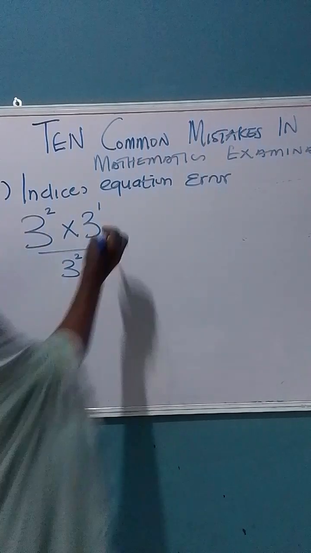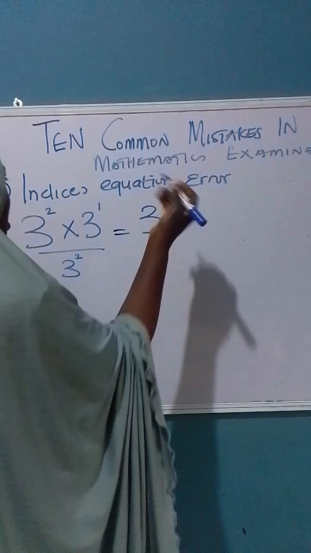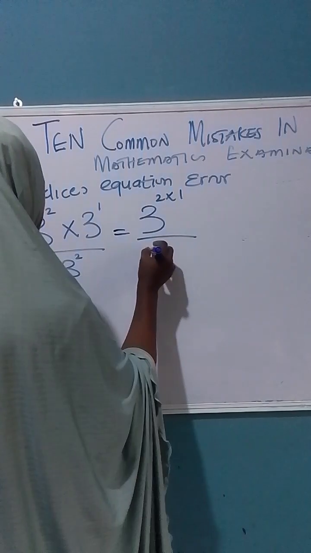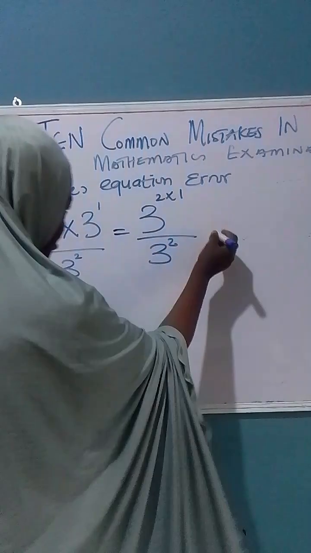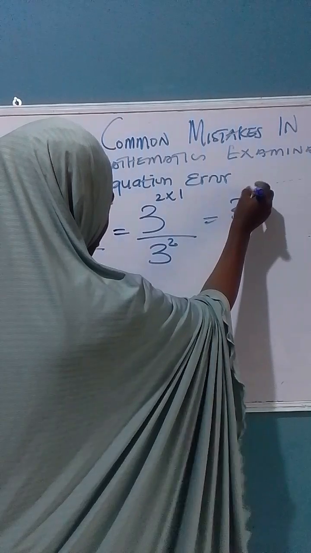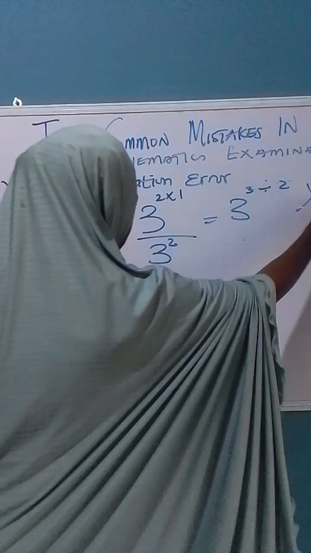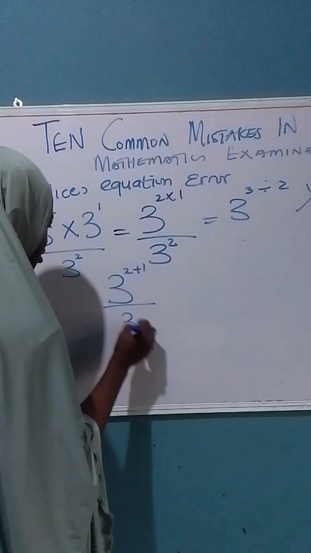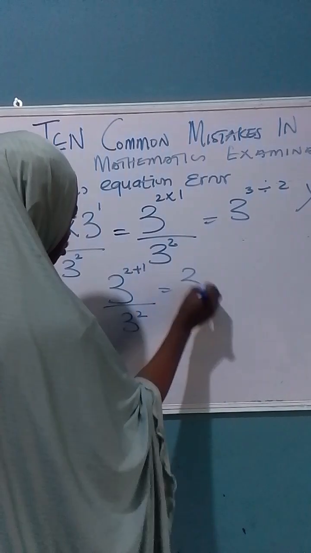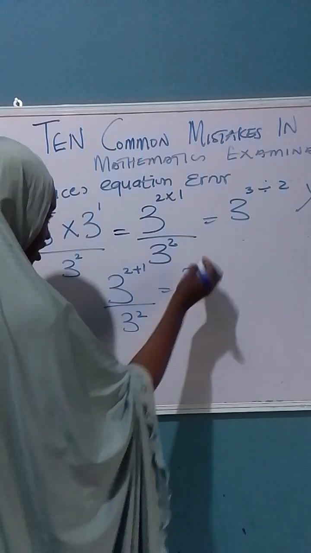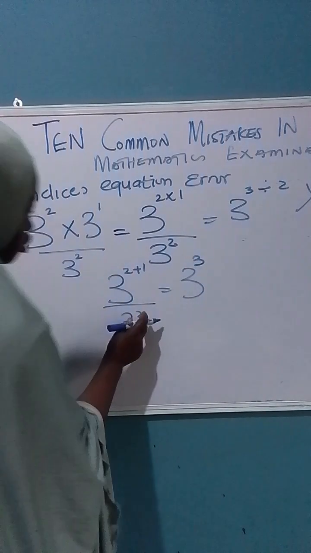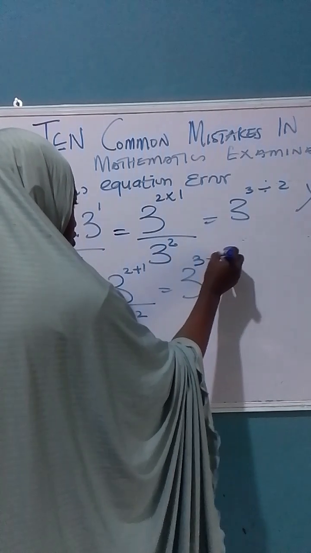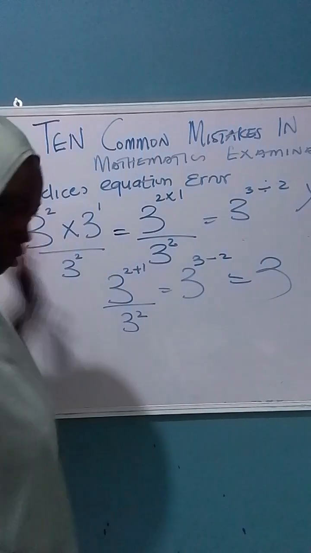So some students will write 3 raised to power 2 times 1 over 3 raised to power 2. They will now divide. They will now say 3 raised to power 3 divided by 2. So this is wrong. It's supposed to be 3 raised to power 2 plus 1 over 3 raised to power 2, and 2 plus 1 is 3. So if you want to observe the law of indices, it's going to be 3 raised to power 3 minus 2, and the final answer is going to be 3.